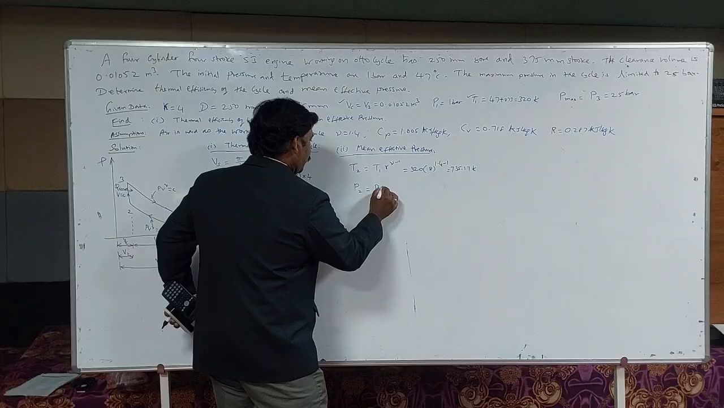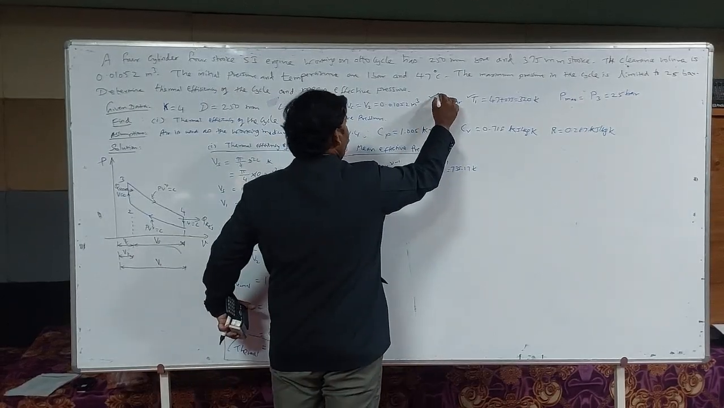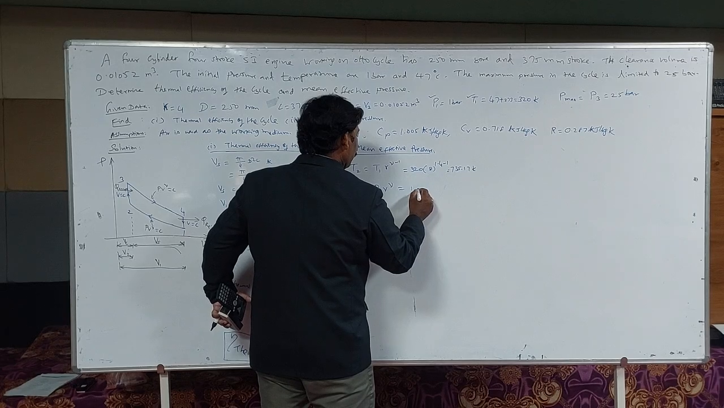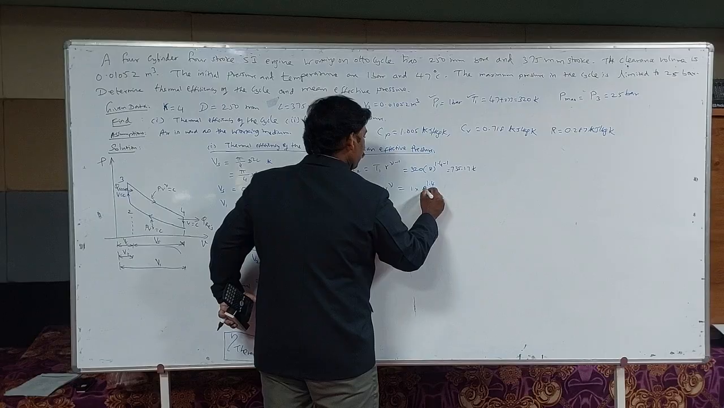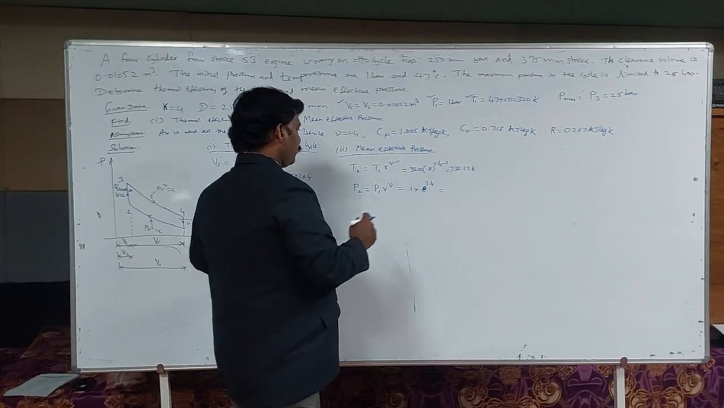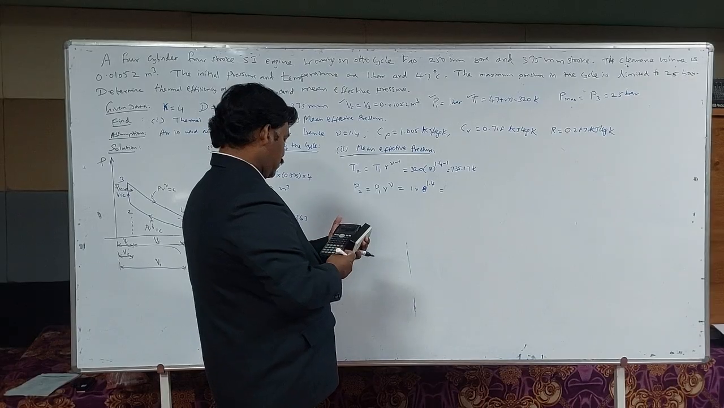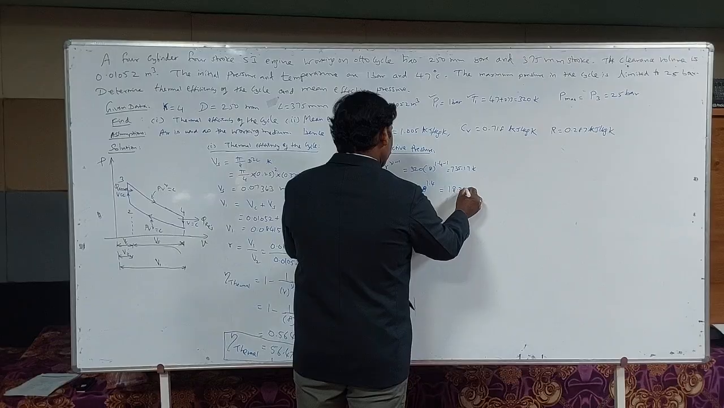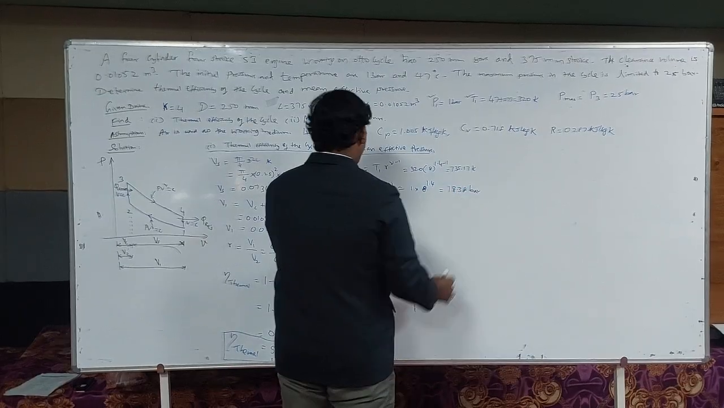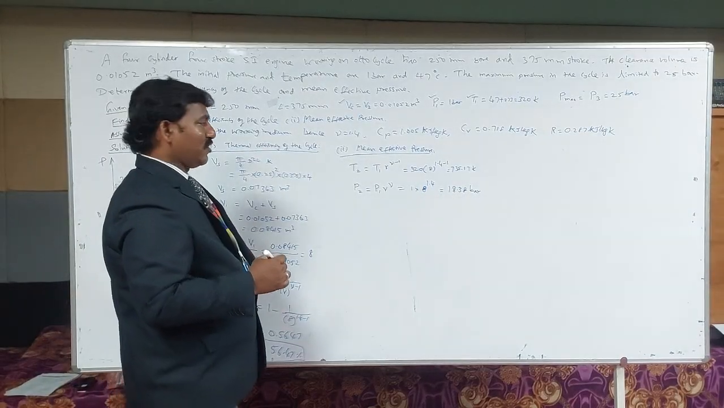Then we have to find out P2. P2 is equal to P1 into r power gamma. What is P1? It is 1 bar. So 1 into 8 power 1.4, which is equivalent to 18.38 bar.